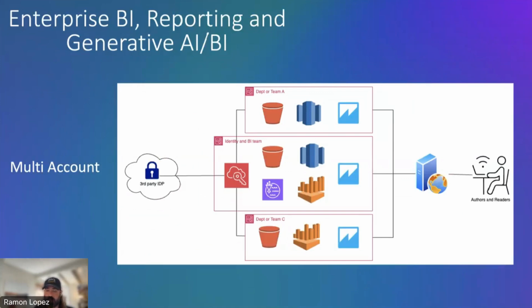So I've talked so far about the single account approach to enterprise BI. Now, it's not the only approach that we support and our customers are leveraging. We also have customers that use a multi-account approach. In this case, let's say that every team or every department has their own account, which has QuickSight in it. So every team is an administrator of their own QuickSight. In this simple diagram here, I have three teams or three departments. I have team A and team B, and then you have your identity and BI team in the middle.